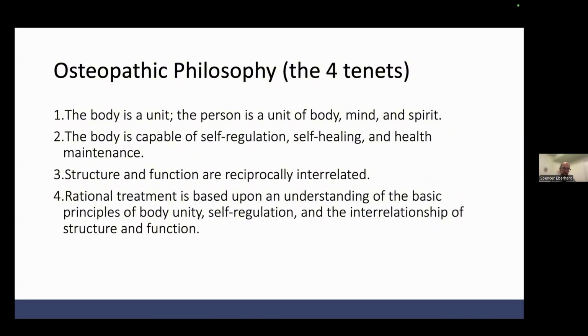The third principle and tenet is that structure and function are reciprocally interrelated. We'll go into more detail, but that is also really important to how osteopathic manipulative treatment works. And the fourth one wraps up the first three principles and says rational treatment is based upon the understanding of the basic principles of body unity, self-regulation, and the interrelationship of structure and function.